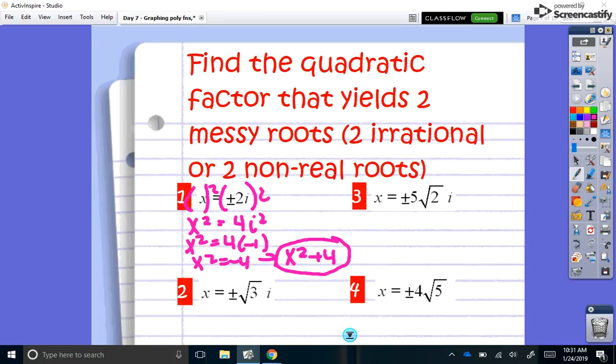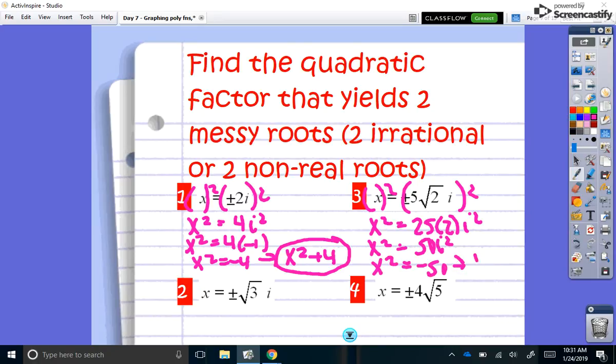So let's jump over here to number 3. Square both sides, and you get x squared equals 25 times 2 times i squared. So x squared equals 50i squared. Remember that i squared is -1, so x squared equals -50. So x squared plus 50 is the factor that yields that solution.